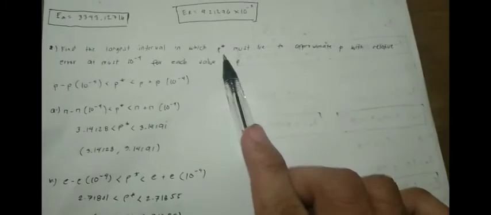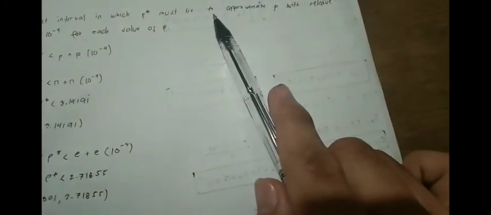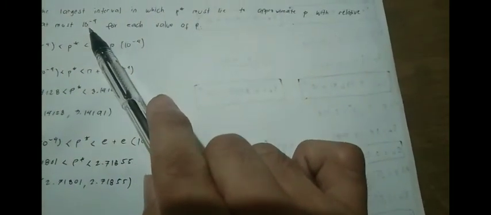So that is number 1. So this is number 2. Find the largest interval in which P asterisk must lie to approximate P with relative error at most 10 to the power of negative 4 for each value of P.